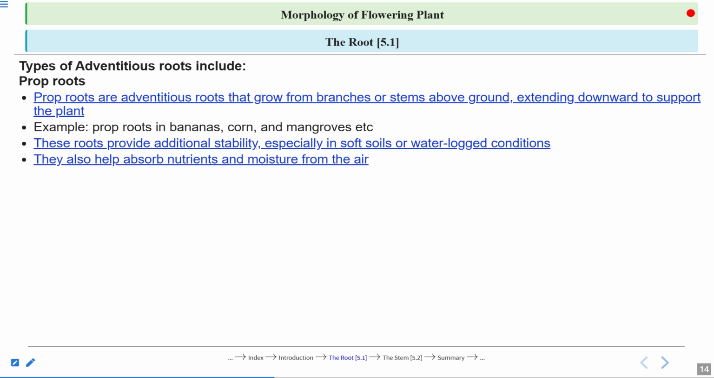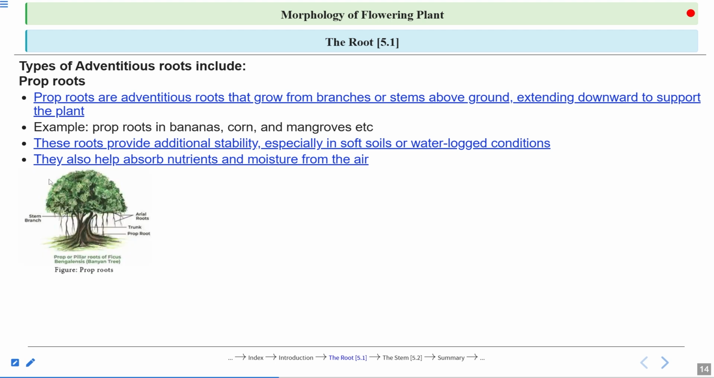So here you can see this is one of the banyan trees. And in the banyan tree, you can see from the big branches, many roots, aerial roots are coming downward, right? So these are called prop roots.